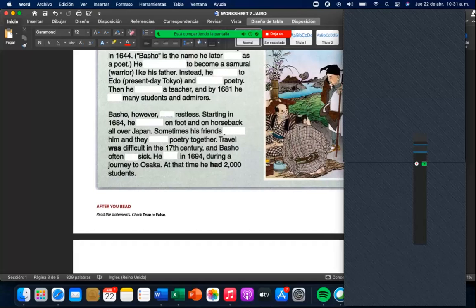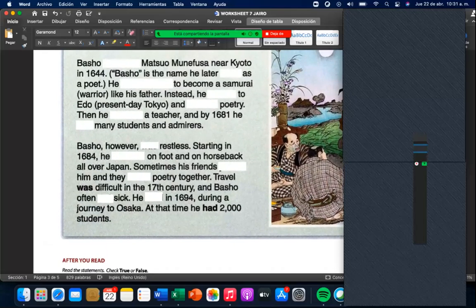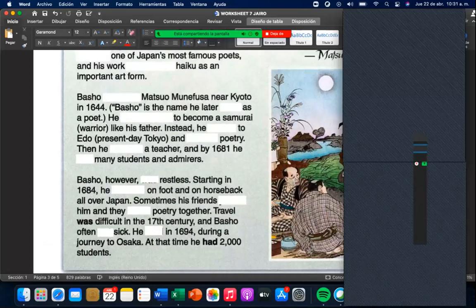Profe, señora, yo en sí le quería hacer una pregunta, no quería leer las cosas. Bueno, dale. ¿Cuál es la pregunta? Yo sigo sin entender bien el primer renglón del segundo párrafo. El primer renglón del segundo párrafo. Este de acá, ¿cierto? 1644. Basho is the name. Sí, esa parte, Nidia. O sea, desde el primer renglón hasta el punto. Hasta este punto de 1644.